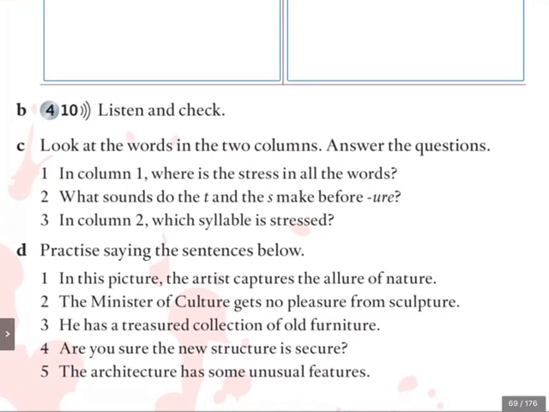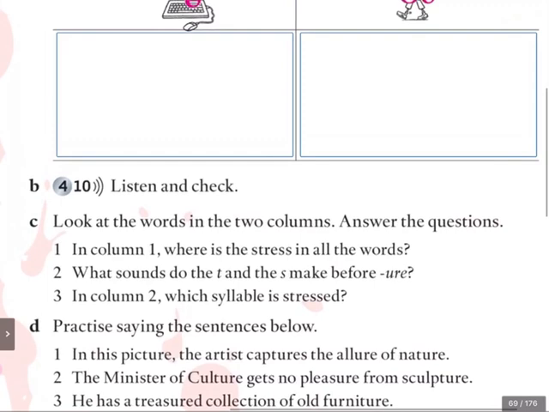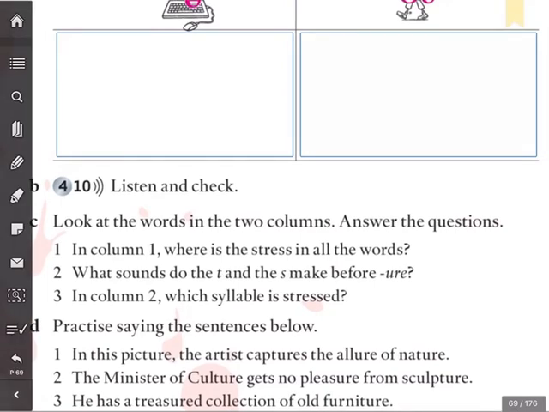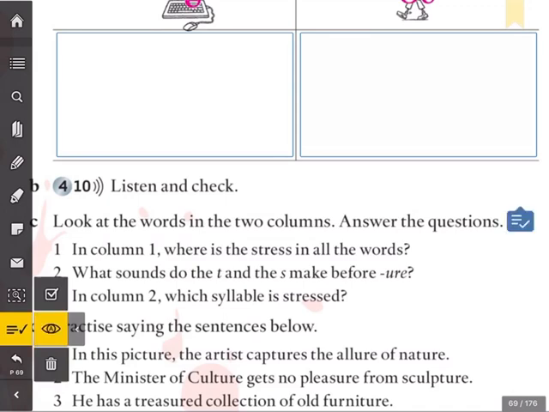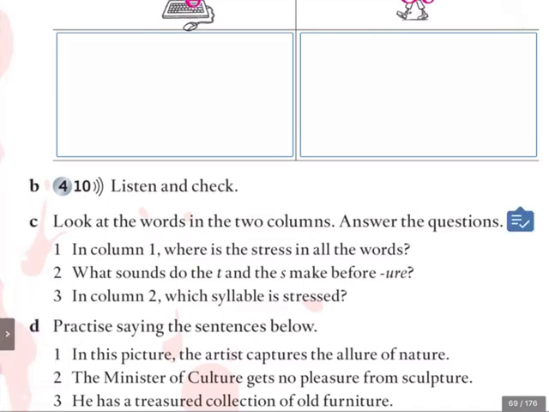Question number 1. In column 1, where is the stress in all the words? Question number 2, what sounds do the T and the S make before U-R-E? And question number 3, in column 2, which syllable is stressed? Take a moment to have a look at your columns and see if you can figure out the answers to those questions.